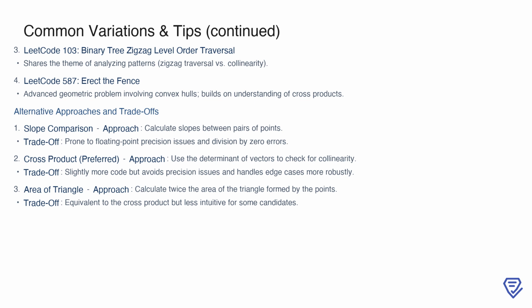The cross-product method is preferred because it avoids these pitfalls and handles edge cases more robustly, though it may involve slightly more code. Another viable approach is calculating the area of the triangle formed by the points. While this is mathematically equivalent to the cross product, it may feel less intuitive for some candidates. Understanding the trade-offs between these methods will help you choose the best solution for the problem at hand.